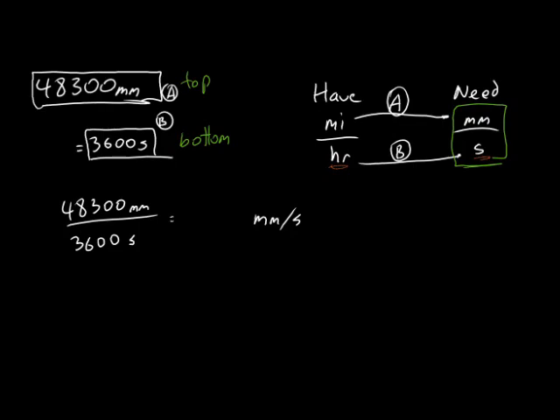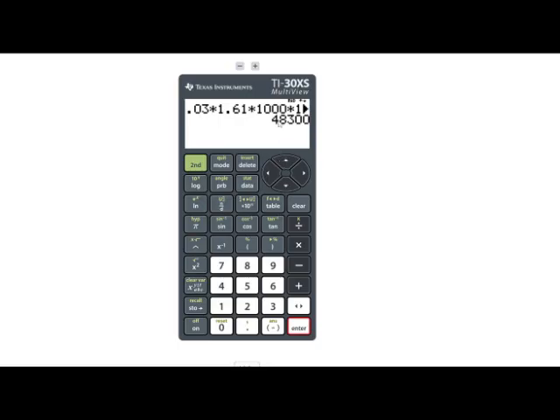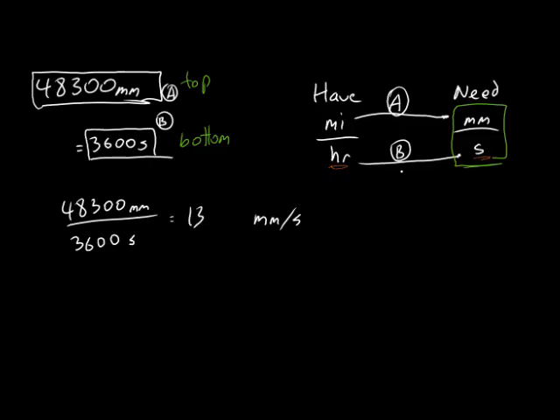Now we'll just need to divide the numbers. I'll go to the calculator now. With my 48,300 stored in the calculator already, I divide by 3,600. When I divide, I get 13.42 if I round. Therefore, the speed of my snail is 13.42 millimeters per second. This is a very tiny speed unit, but it seems faster than saying 0.03 miles per hour.